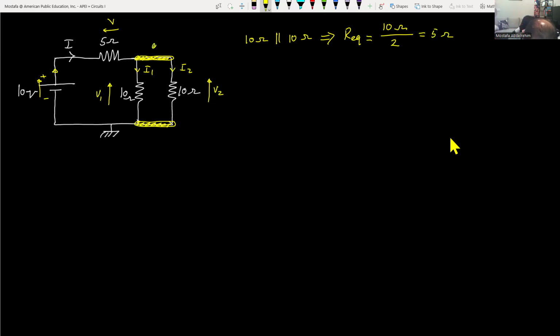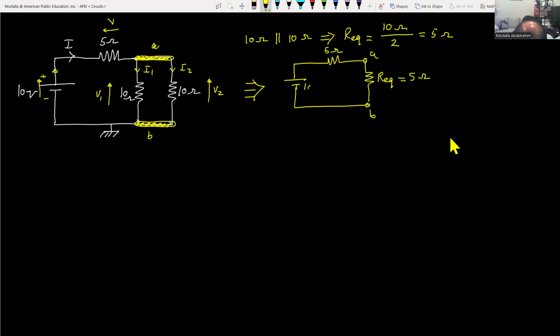So let's call this terminal A, and this terminal B. So I'm gonna redraw this circuit exactly the same. This is A. This is B. This is the 5 ohms. And then between A and B, I will not put 10 and 10 anymore. I'm gonna put R equivalent equal to 5 ohms. And this is 10 volt.